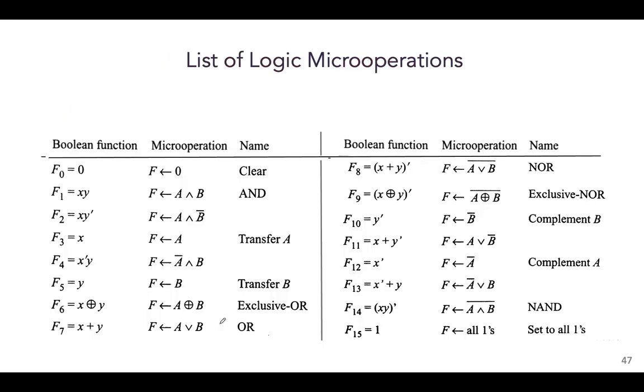These are all the logic microoperations that are possible within a computer system. We have clear function, logical AND, logical OR, logical NAND, NOR, exclusive OR, exclusive NOR. We have complements, complement of one register, complement of another register. We can simply transfer the contents, we can set all the values of a register to ones, and we can clear them. These are all the logic microoperations. Again, very, very simple.